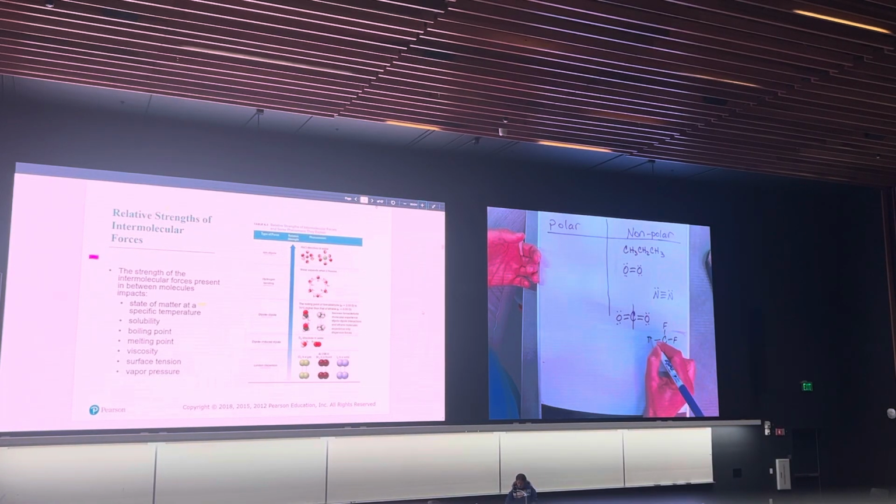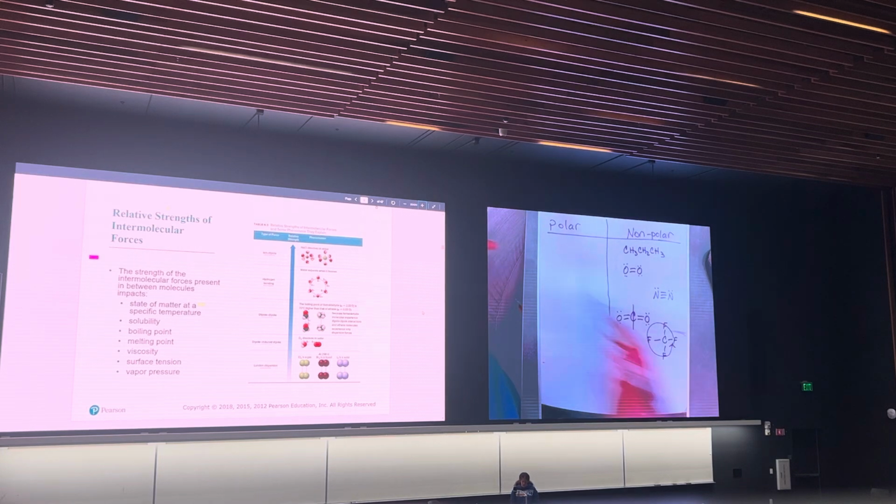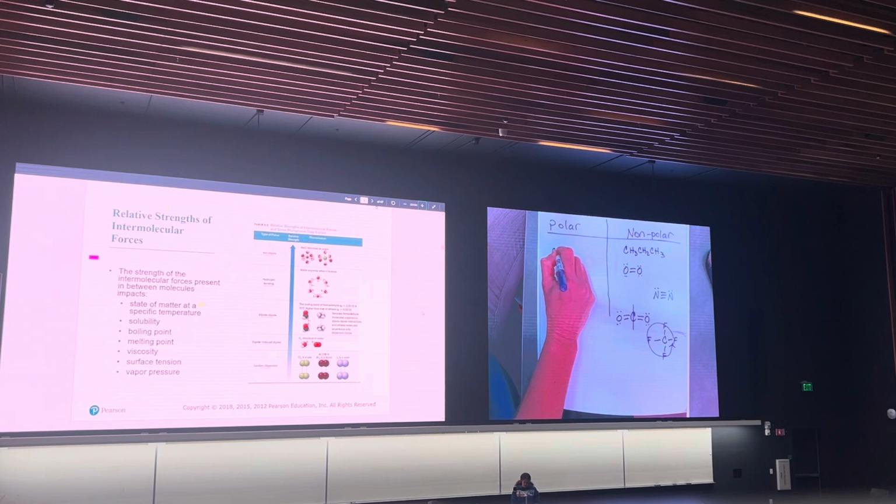You look for symmetry radially, 360 degrees around your central atom. So all of these guys are nonpolar. And then polar, there's just so many examples. Anything with an oxygen that is nonlinear. All the acids are polar.